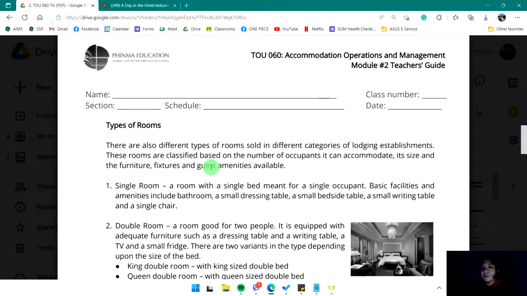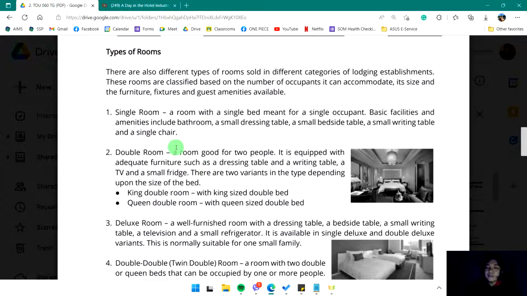The first room that we're going to talk about is single room. Very, very common to see nowadays then, especially for budget hotels. A single room has a single bed meant for a single occupant. So, really, from the term itself, single room is para lang naman talaga sa isang tao.